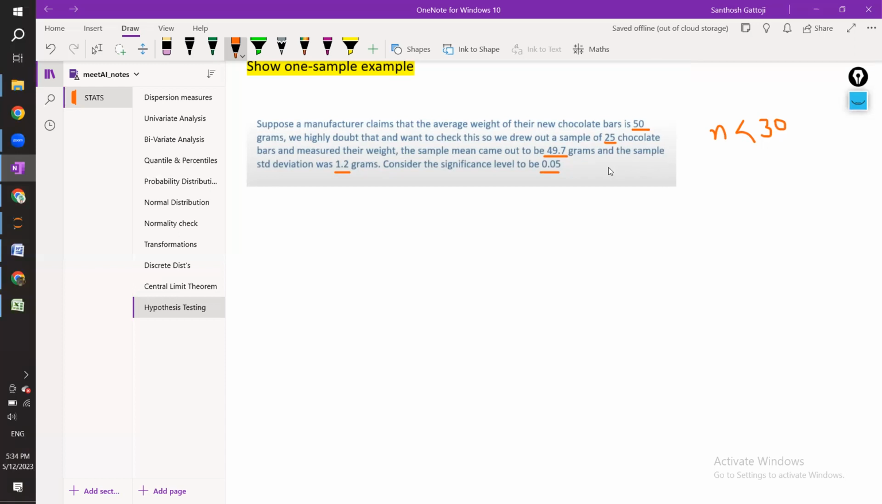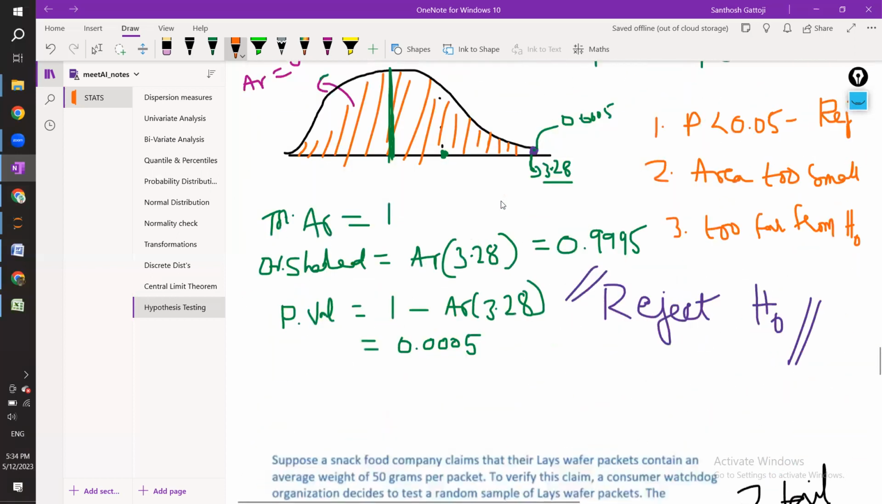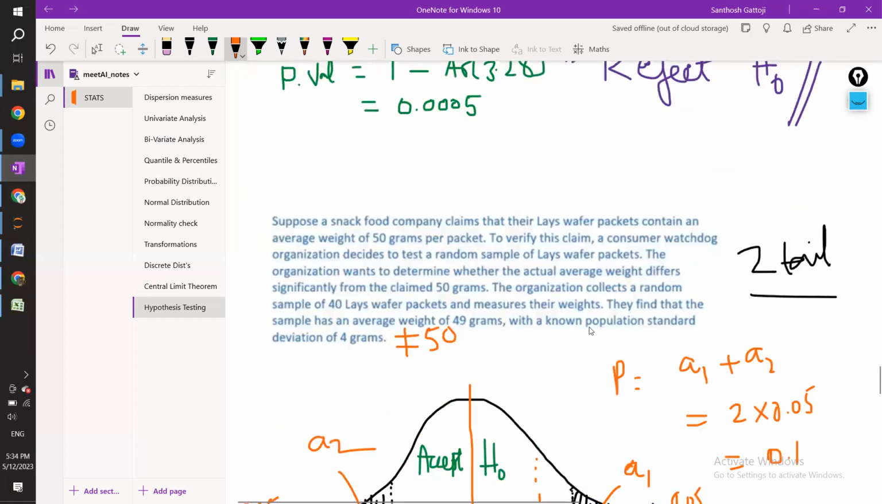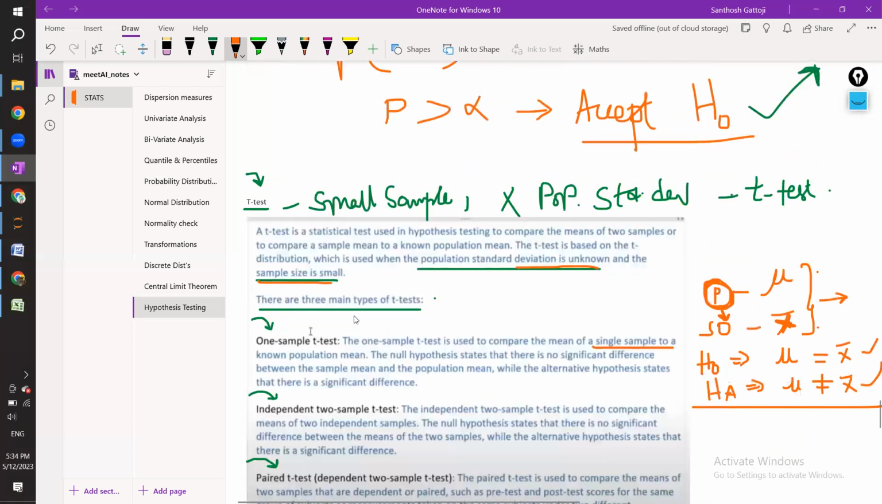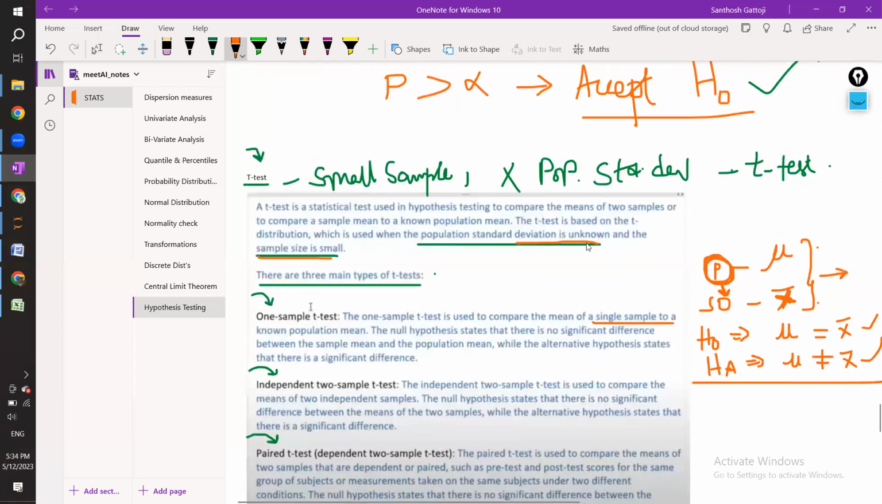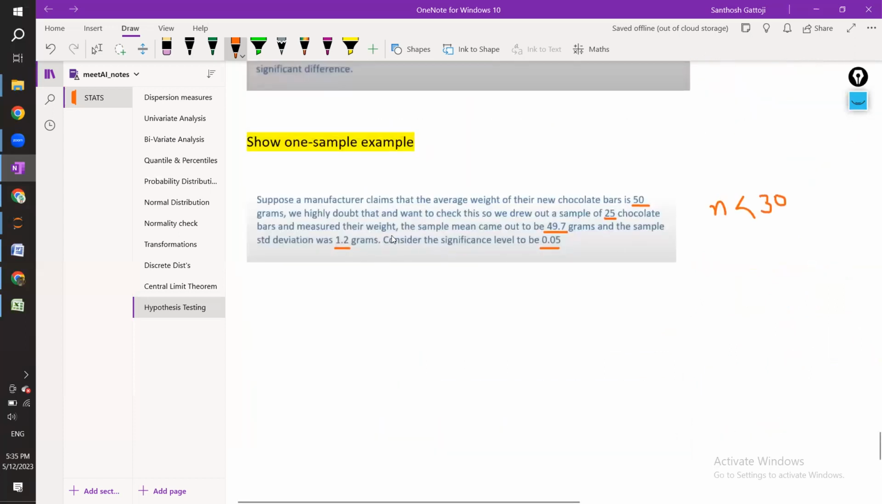And the second thing is, he's saying the sample standard deviation is 1.2, not the population. In the previous wafers example, he said the population standard deviation is 4 grams. But a t-test will be used when you don't know the population standard deviation, as we just discussed. In that scenario, you will have the sample standard deviation. So here the sample standard deviation is 1.2, and the significance level is 0.05. Fine.